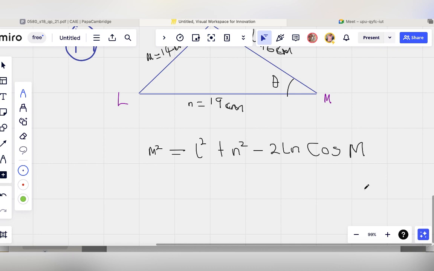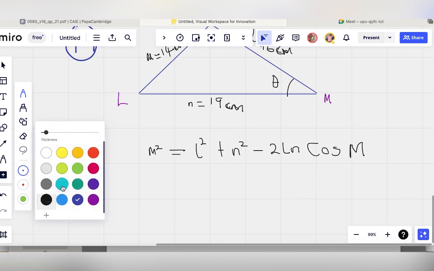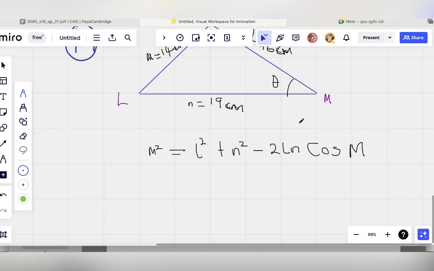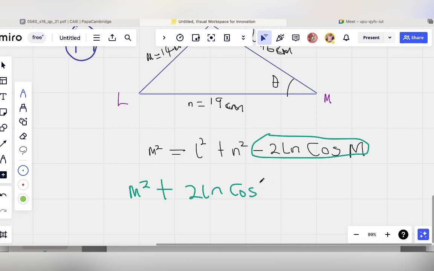So we're going to make cos M the subject. To do that, we bring the whole of this to the left. I quickly want to show you this. We take it to the left side. So what we have on the left will be m square plus, because the whole of that one will come to the left, plus 2LN cos M is equal to L square plus N square.